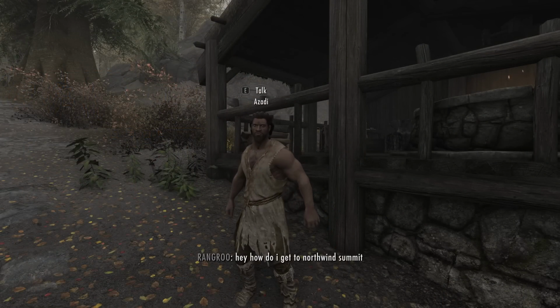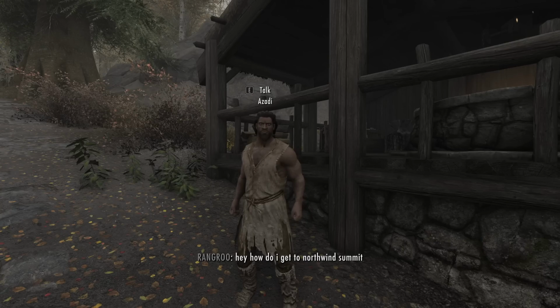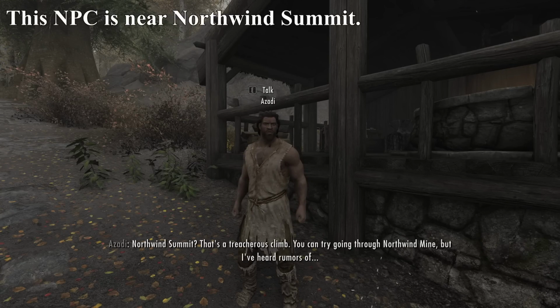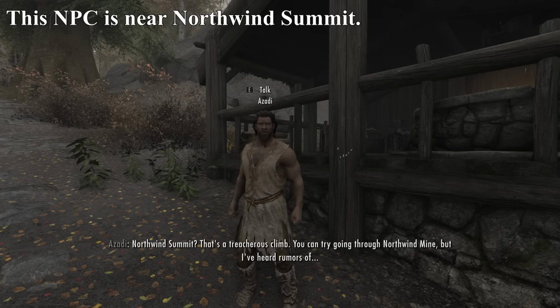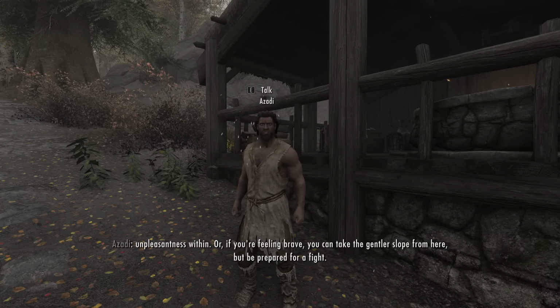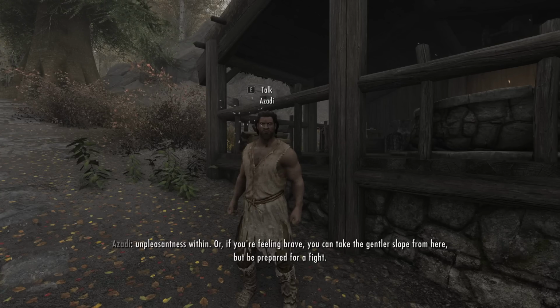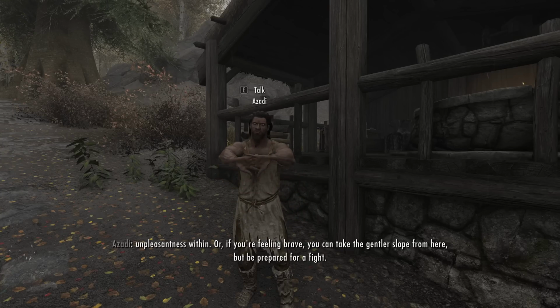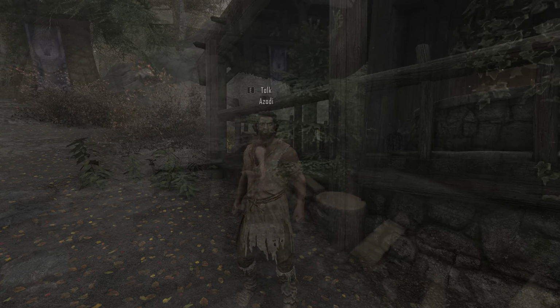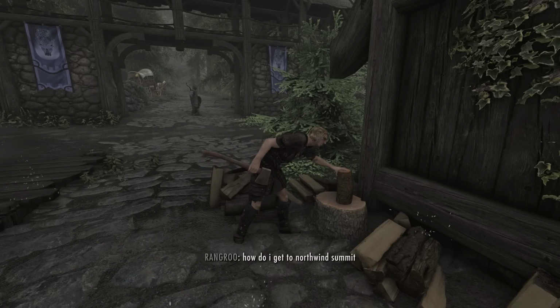Hey, how do I get to Northwind Summit? Northwind Summit? That's a treacherous climb. You can try going through Northwind Mine. But I've heard rumors of, well, unpleasantness within. Or, if you're feeling brave, you can take the gentler slope from here, but be prepared for a fight. What's your business up there anyway? How do I get to Northwind Summit?